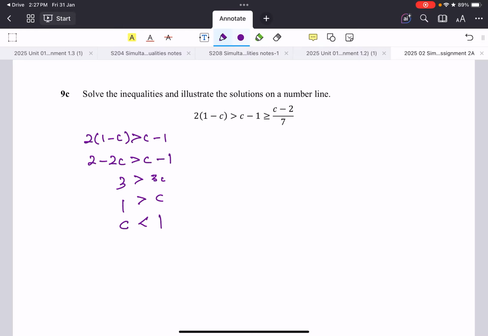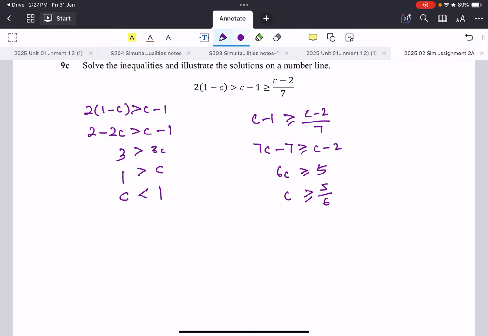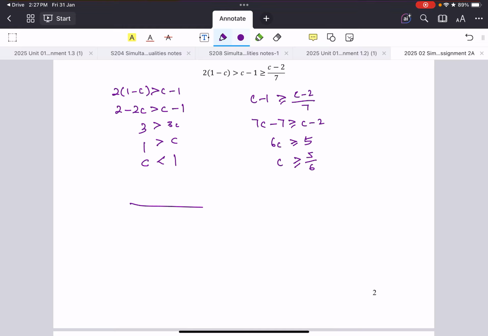There we go. Okay, on the other side, we have C minus 1 is greater than or equal to (C minus 2) over 7. So 7C minus 7 is greater than or equal to C minus 2. 6C is greater than or equal to 5, so C is greater than or equal to 5 over 6. Putting it on the number line, C, we have 5 over 6 and we have 1, so this way and this way. It's the region we want.